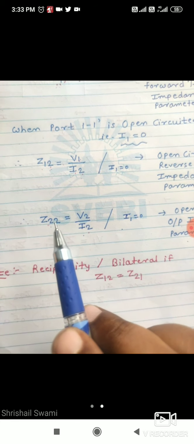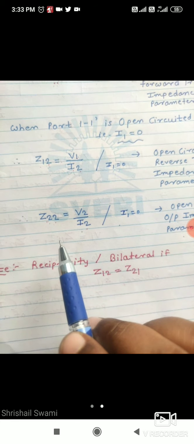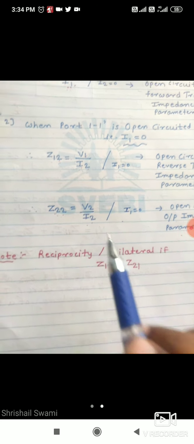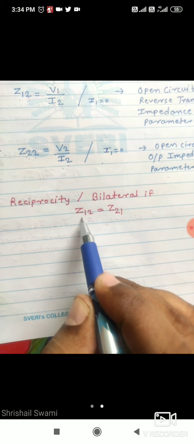Finally, you can write in one box all those values when you are finding Z parameters of a particular two-port network. So next, note point: reciprocity or bilateral condition. If Z12 is equal to Z21, then the circuit or the network is bilateral. Have you understood?